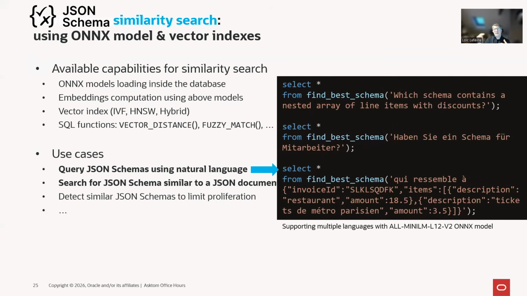Imagine I have a table with the JSON schemas I'm using in my enterprise, and I'm looking for some because I have data to persist in a new table, and I don't want to have a duplicate, for example. So here is a function, like a prompt, for searching existing JSON schema based on a prompt. And you see that because the model is multi-language, you can ask a question in English, German, or French, and it works. I will show you how it works with an example.